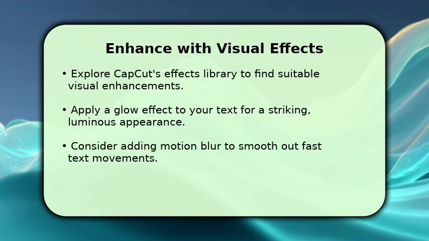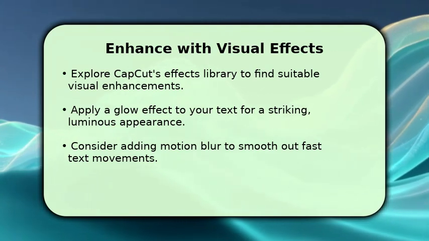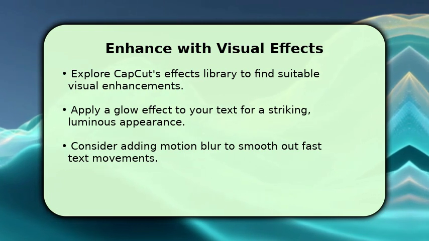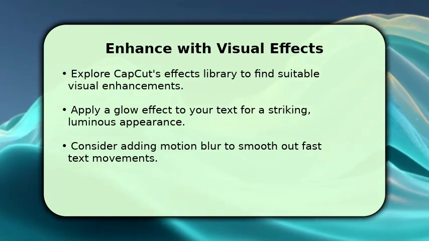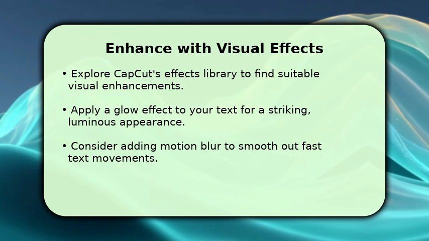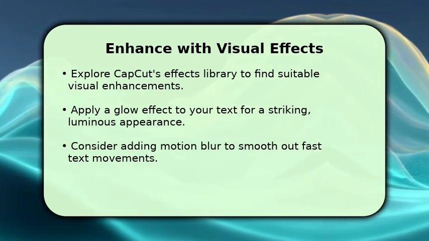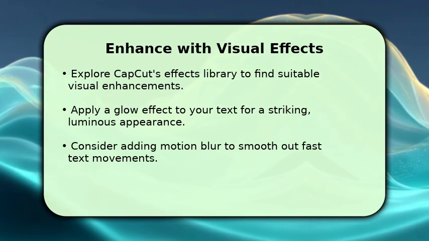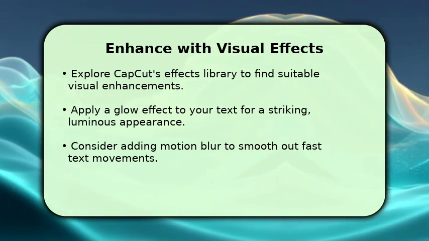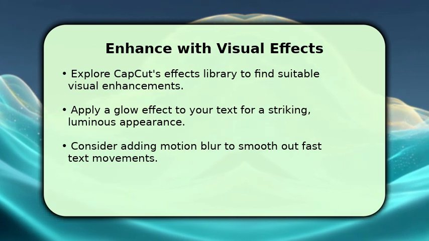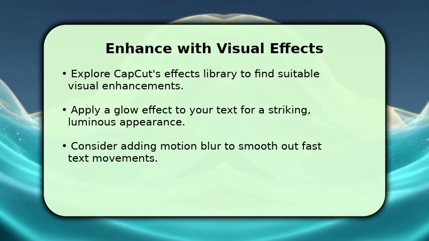To truly elevate your text, it's time to add some visual flair. Dive into Capcut's effects section. A popular choice for an AE-like look is a subtle glow effect, which can make your text pop with a luminous edge. You might also want to add a touch of motion blur, especially if your text has rapid movements, to create a smoother, more cinematic feel. These small additions can make a big difference in your final presentation.